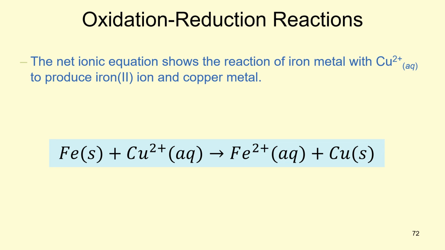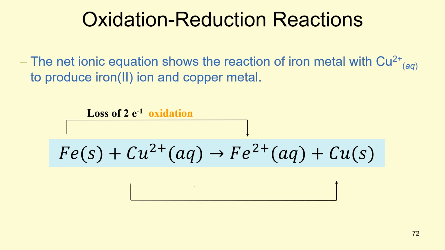So the net ionic equation shows the true reaction. Like I said before, I had the copper sulfate and the iron sulfate. The sulfate is a spectator, so it cancels out. So the iron actually loses 2 electrons, so iron has been oxidized, and the copper has gained 2 electrons, and so it is reduction.